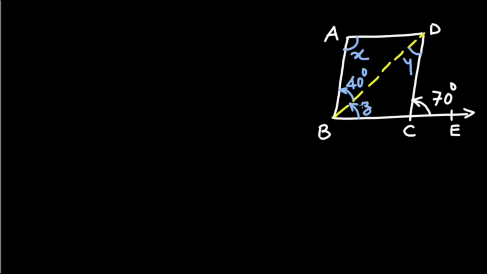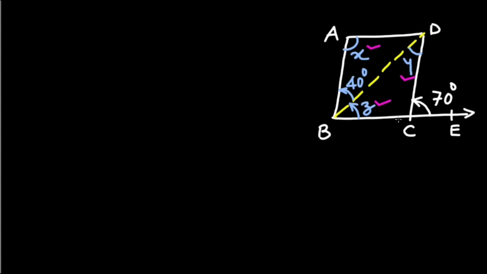In parallelogram ABCD, the exterior angle DCE is 70 degrees. Draw diagonal BD. Angle A is x. Angle BDC is y. Angle ABD is 40 degrees. And angle DPC is z. We have to find the values of x, y, and z.